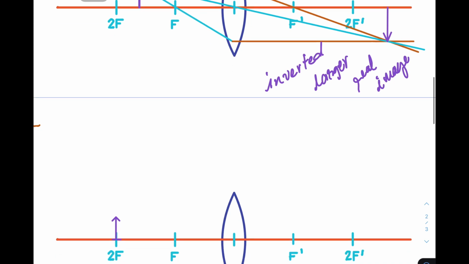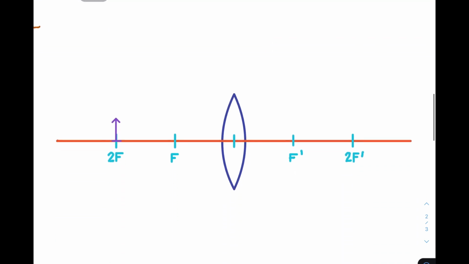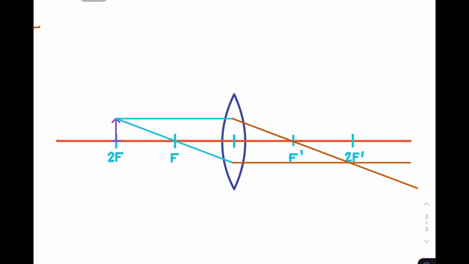Now, let's have another example. We have an object placed exactly at the 2F of the lens. Let us begin, again with the same rules. A ray parallel with the principal axis will result in a refracted ray that passes through the focus prime, just like that. Next, a ray that passes through the focus will be refracted parallel with the principal axis, just like this.